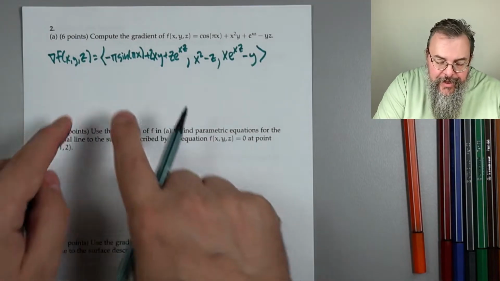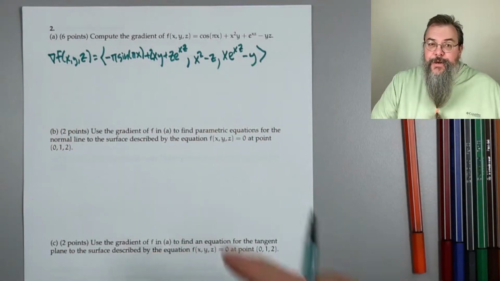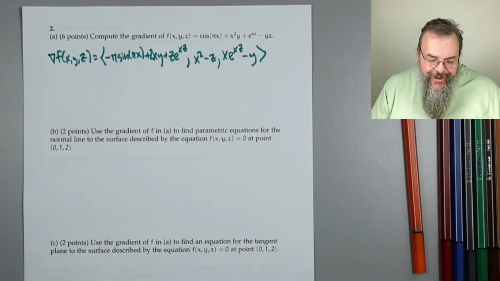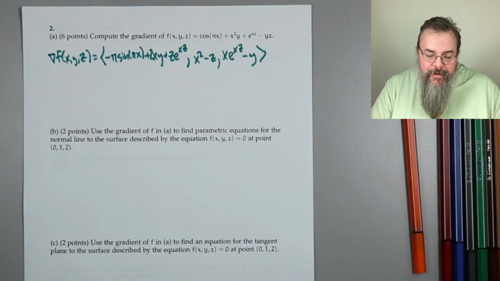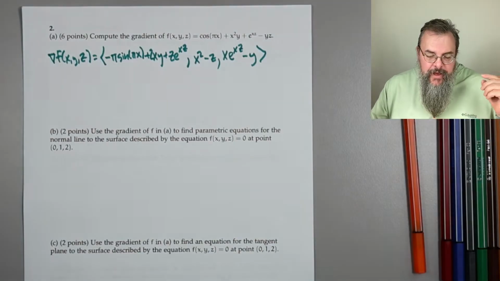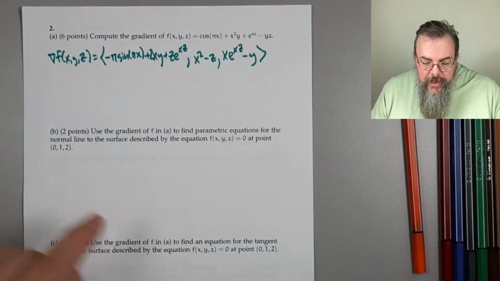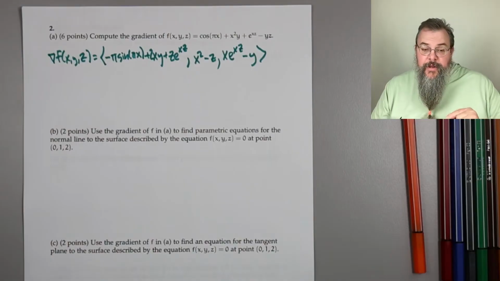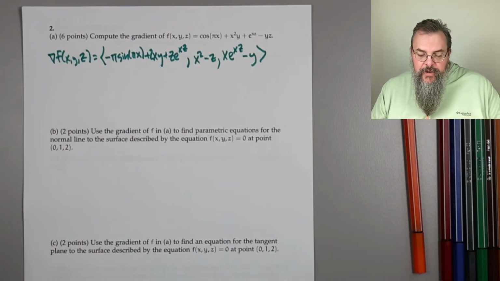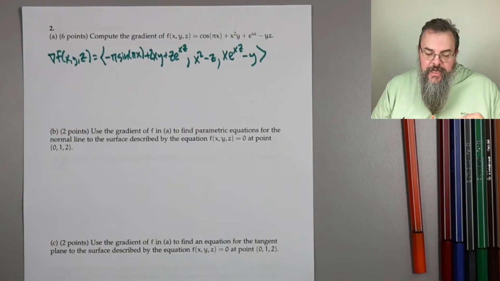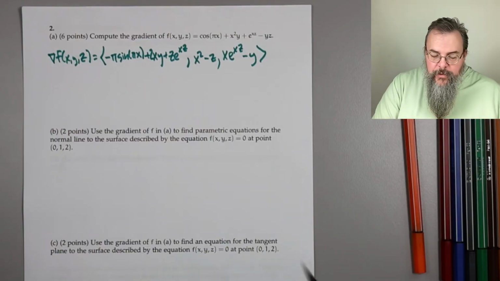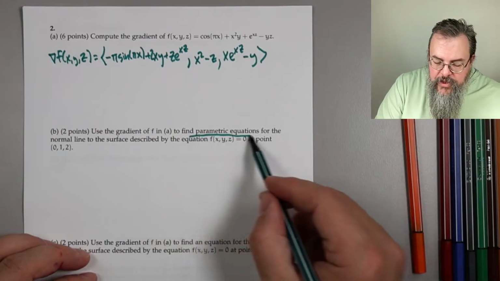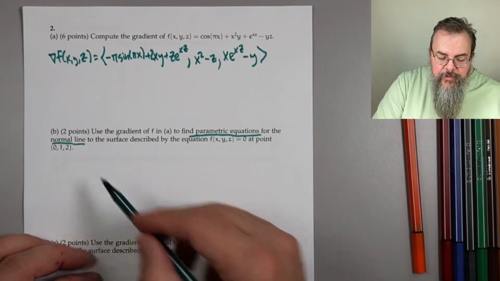Okay, that's part A. Part B. Wow, and notice this is 6 points. We already got most of the points. Oh, this is a great problem. Okay, use the gradient of f in part A to find parametric equations for the normal line to the surface described by the equation f of x, y, z equals 0 at the point 0, 1, 2. All right, so we're looking for parametric equations for the normal line.